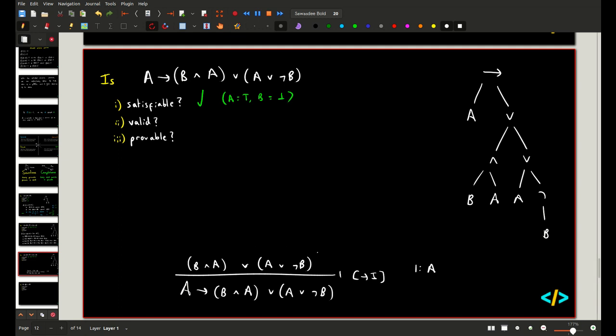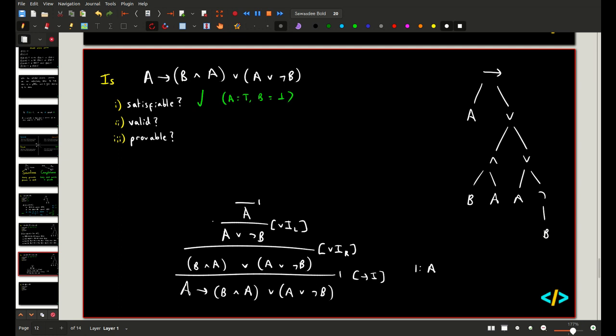Okay, so we've got something or something. What could we do here? Or introduction. Okay, what side would our or introduction be, left or right? Right, good. So that means we put the thing on the right here, A or not B. Okay, and then how can we get that? From A, perfect. So that's our assumption, and then we have or introduction left.